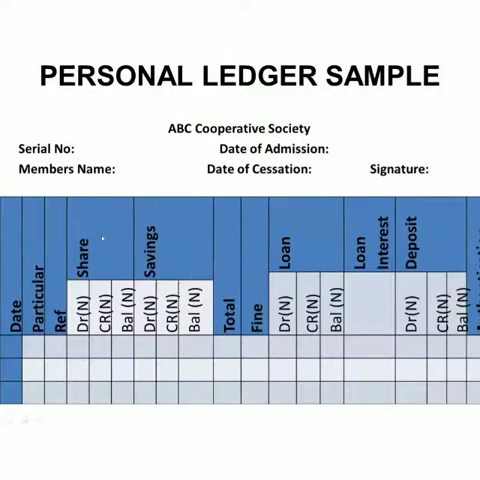You have the serial number of the member, the date of admission, member's name, date of cessation, and signature. This is a typical example of personal ledger sample. You have the date, particular reference, under the shares, debit credit balance, under the savings, debit credit balance, total fine, under the loan, debit credit balance. You have the loan interest, under the deposits, debit credit balance, and authentication.